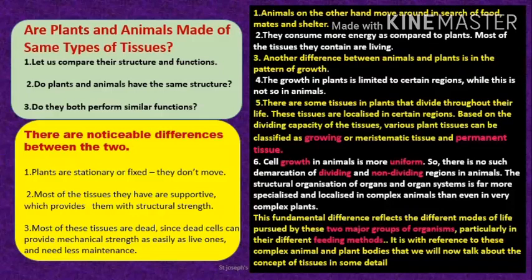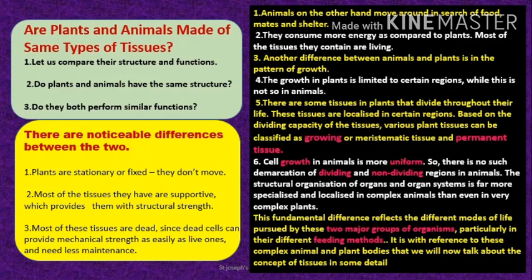So what we find here is in animals the growth is uniform, means it is not that for a few days the hand will grow and a few days the legs will grow. It is not in that way. So there is no such demarcation of dividing and non-dividing tissues in case of animals.